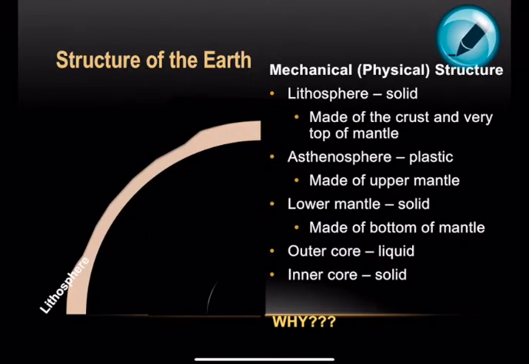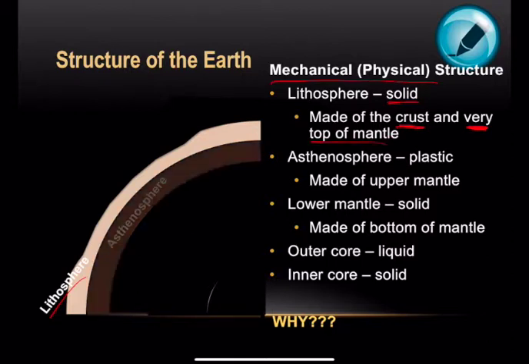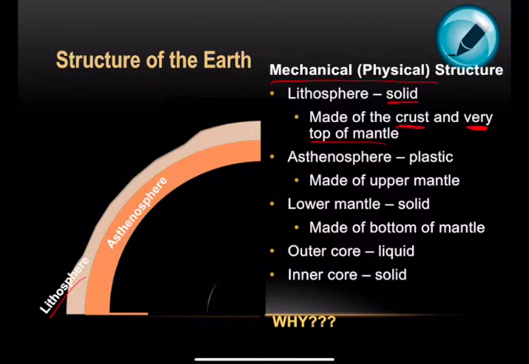All right, and now we're going to look at the mechanical or physical layers of the Earth. This is, again, how is it acting? What is its state of matter? So in the mechanical layers, we've got 5 different layers that are made out of the chemical layers. The lithosphere is solid, and it's made out of the chemical crust and the very top of the mantle. Then we go down 1 layer, and we're going to change. We're going to be plastic. This one's solid, and this one's going to be more like a liquid plastic. I'm going to write liquid here.